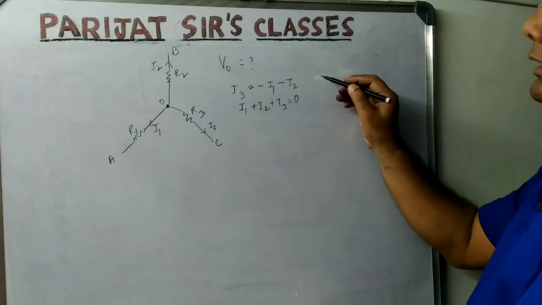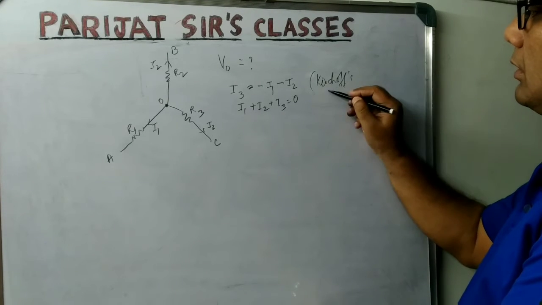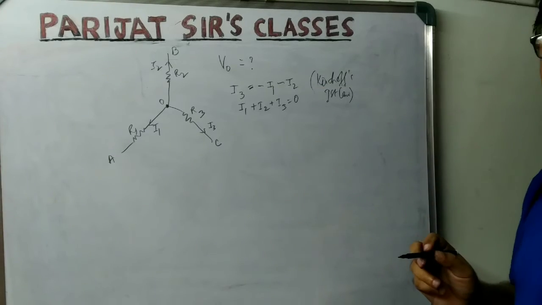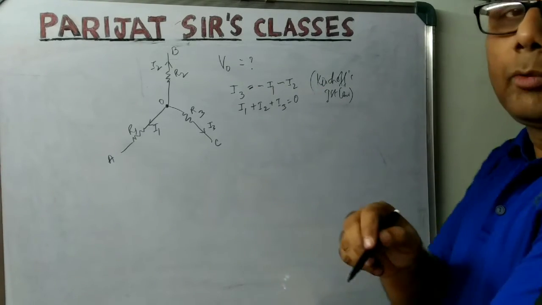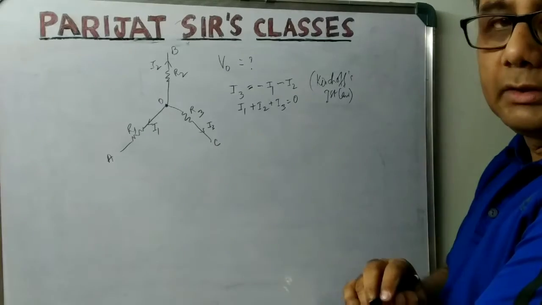We have applied Kirchhoff's first law. According to that, the total current coming into a point and the total current going out should be equal. So according to that, we got this.